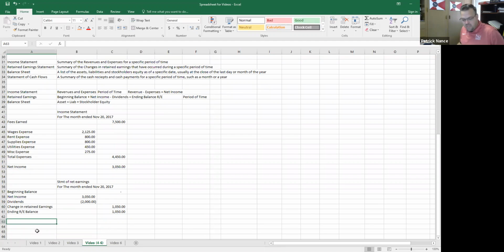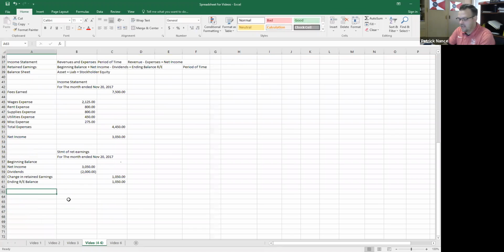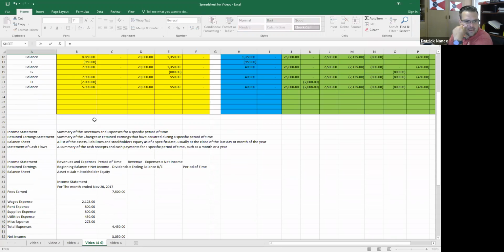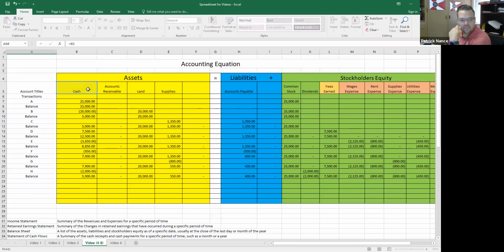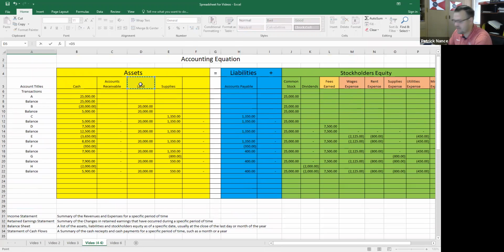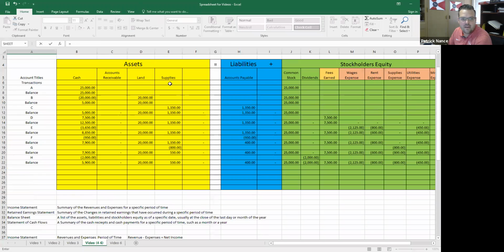And the final one we're going to do in this video is the balance sheet. The balance sheet is quite literally just a list of assets. So I'm going to list all my assets out, and then I'm going to list all my liabilities, and then I'm going to list my stockholders' equity. So my assets, I've got cash, I've got accounts receivable. Actually, in this case, this company didn't have any accounts receivable, so it's a zero balance, I'm not going to put it in there. And then supplies.